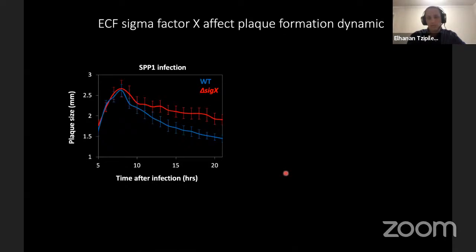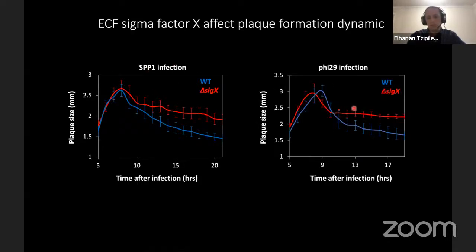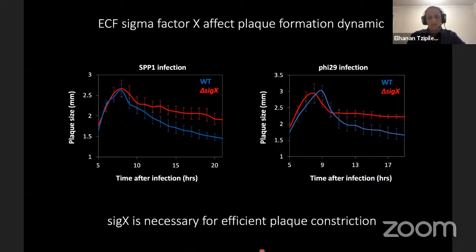To specifically explore what the defect in plaque size is in the sigma X mutant, we explored plaque formation dynamics, and we found that sigma X mutant cells are specifically perturbed in the plaque constriction stage upon infection with SPP1, and similarly with Phi29. So this suggests that sigma X is necessary for efficient plaque constriction.